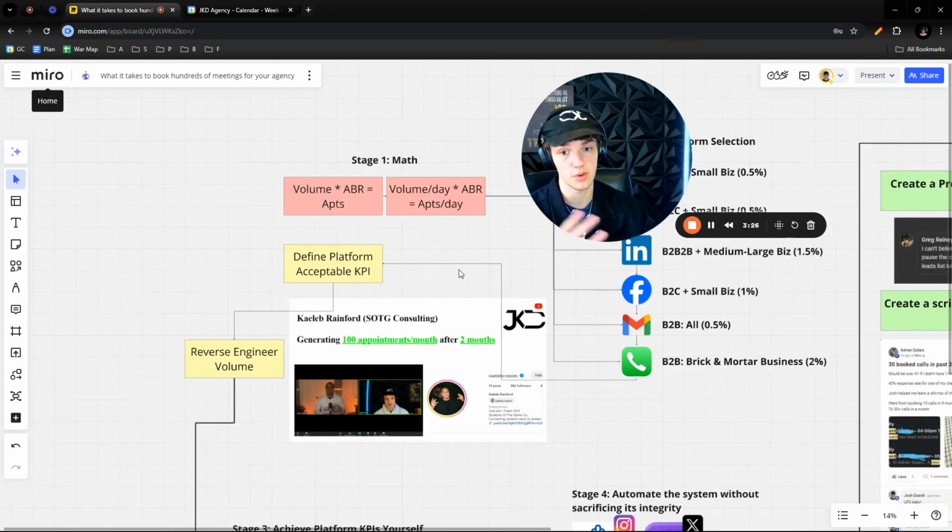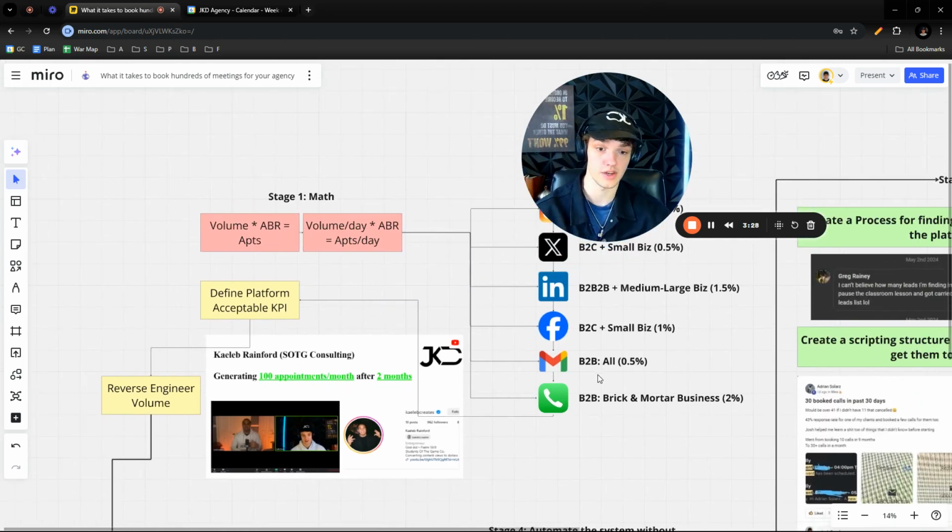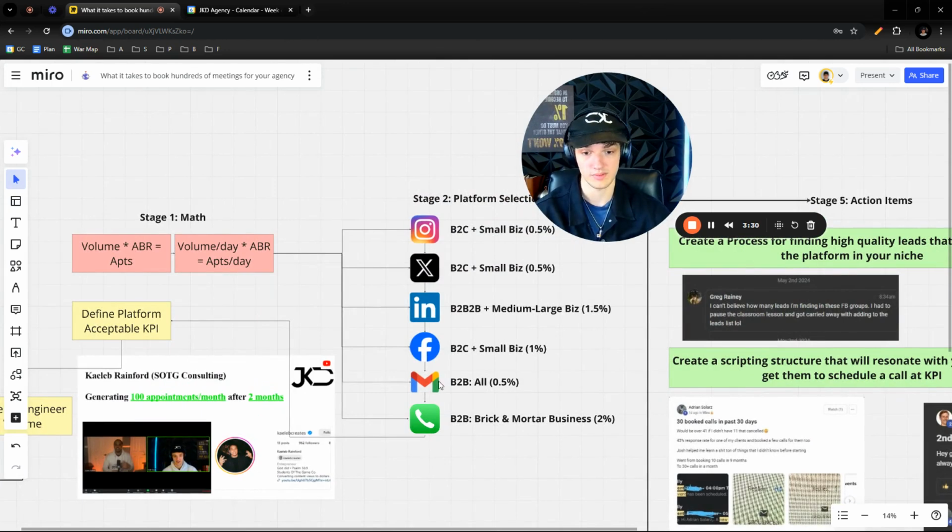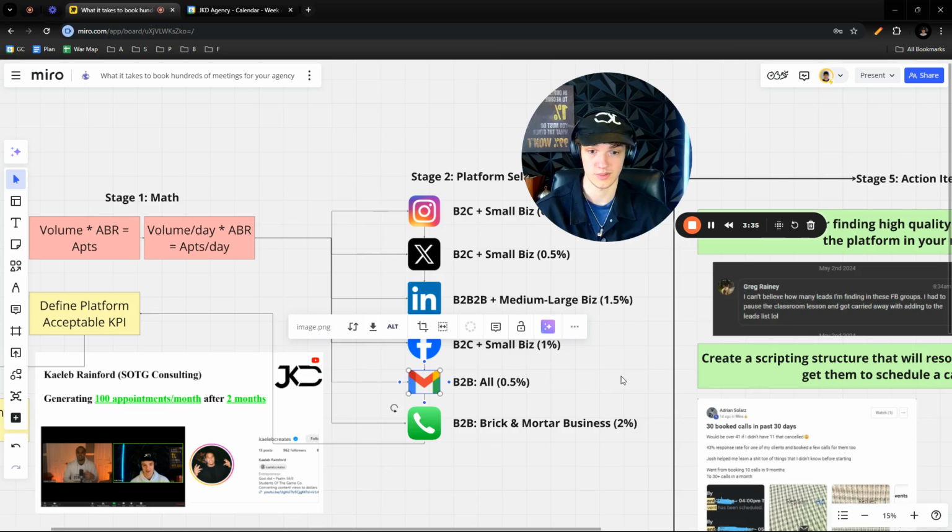So let's say, for example, you want to get 5 appointments per day, and you're targeting some business, and you're using cold email to be able to reach out to them.